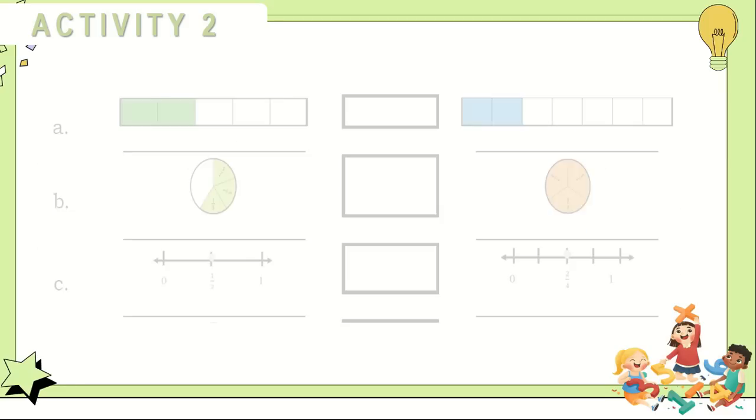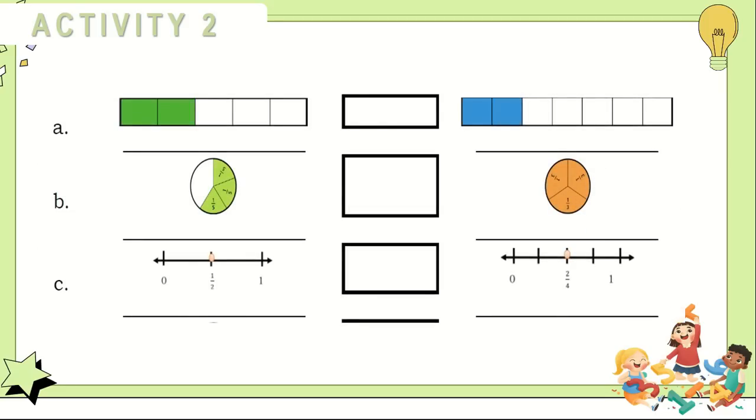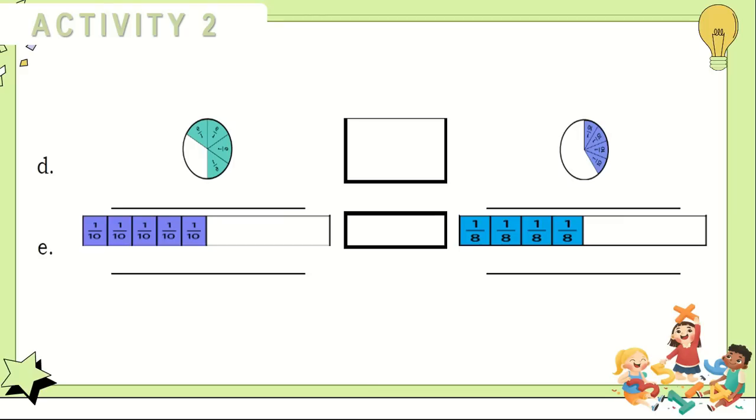Let us now answer. For letter A, it is greater than. For letter B, less than. For letter C, equal to. For letter D, greater than. And for letter E is equal to.